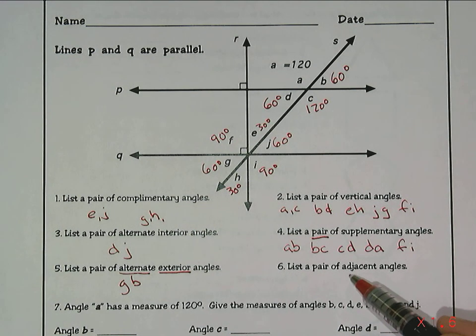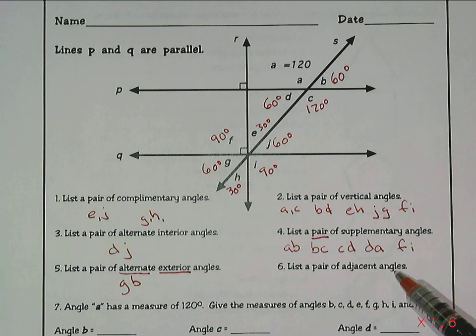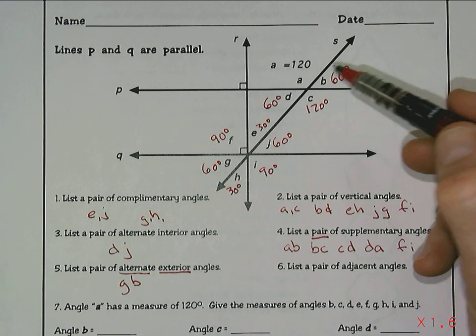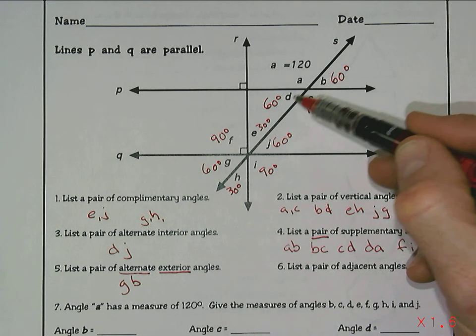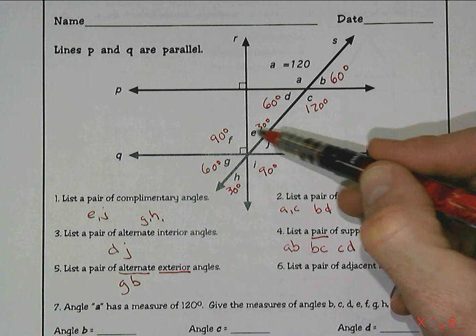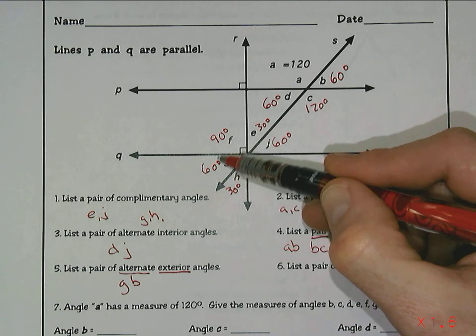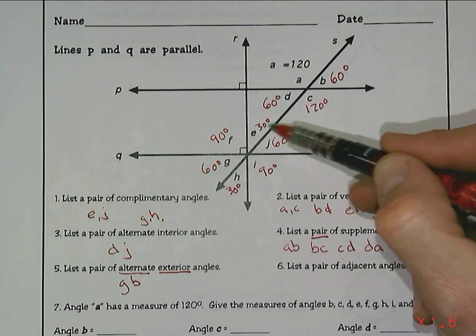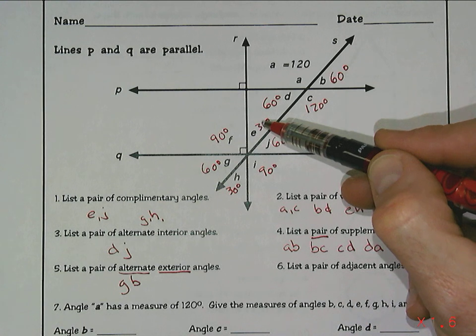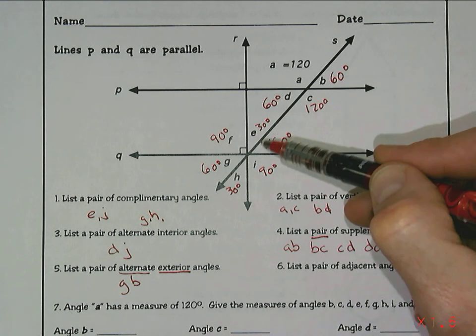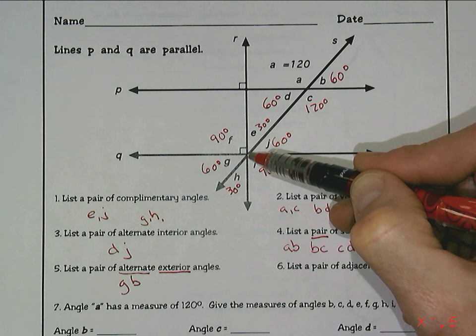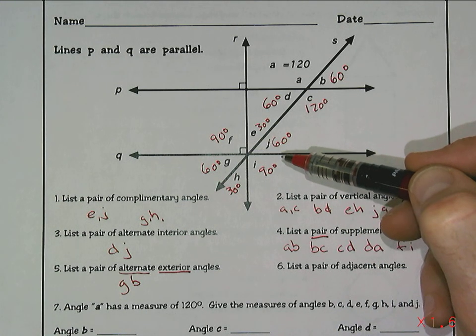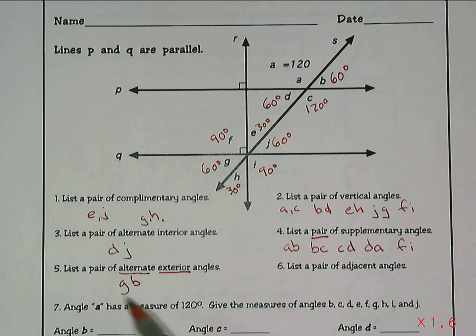Now, I'm not going to list all the pairs of adjacent angles because there's lots of them. Every time you have an angle next to one another, like A and B are adjacent, B and C, C and D, D and A, all these angles that are next to each other are adjacent angles. So you have a whole bunch of choices for adjacent angles, lots of pairs. Anytime you have two angles next to each other that share a common side and a common vertex, which is the point where the angles meet, then you have adjacent angles. And so that's all the different types of angles.